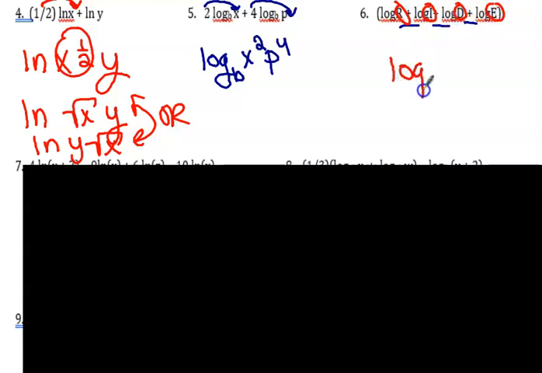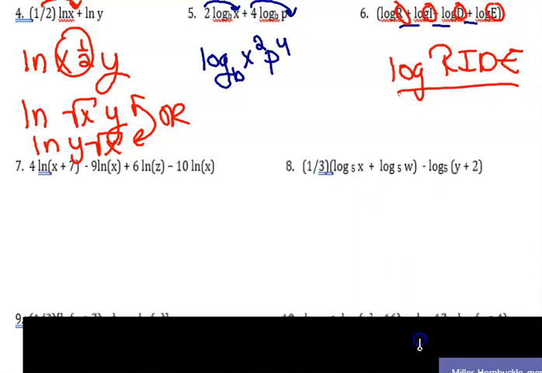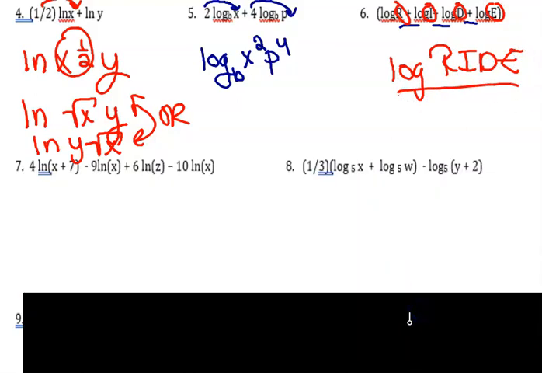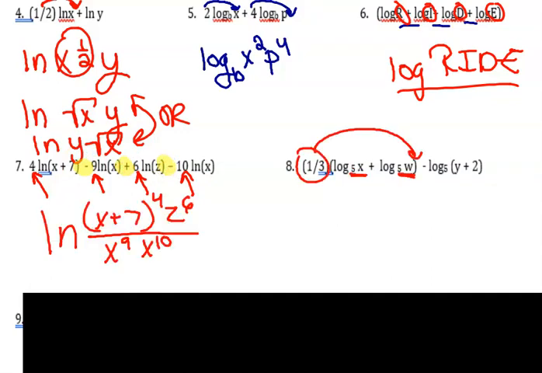So log R-I-T-E. Perfect. All right, try out 7 and 8. A little bit more complicated, but look to see what the numbers in front become: exponents. And then focus on whether it's plus or minus to determine if you're multiplying or dividing them. All right, so that's what we've got for number 7.